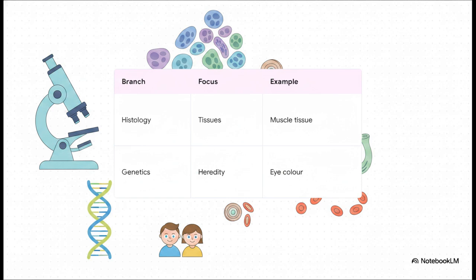But wait, what's actually telling those cells what to do? Right, genetics. This branch is all about the biological instruction manual, genes, heredity, and variation. It's the science of exactly how traits, like, say, your eye color or your blood type, are handed down directly from parents to their kids.